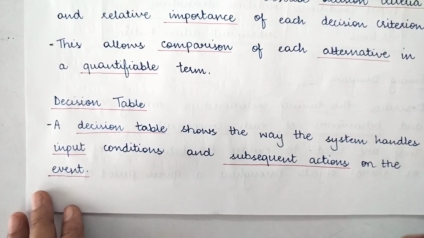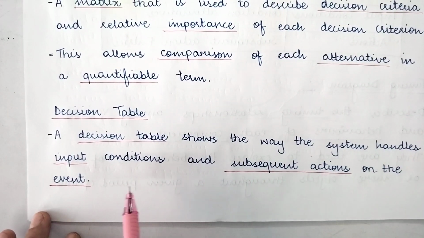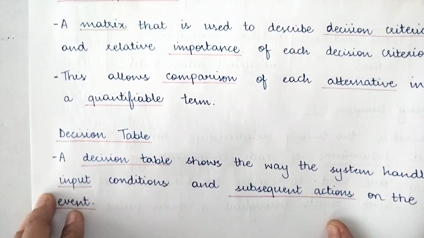Another tool is your decision table. Now, this decision table shows the way the system handles input conditions and subsequent actions on the event. So, whatever the input conditions are, and based on those input conditions, what are the subsequent actions, and on the basis of those actions, what events occur, all this is shown by the decision tables.